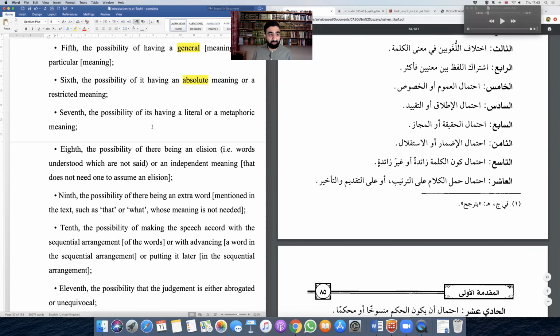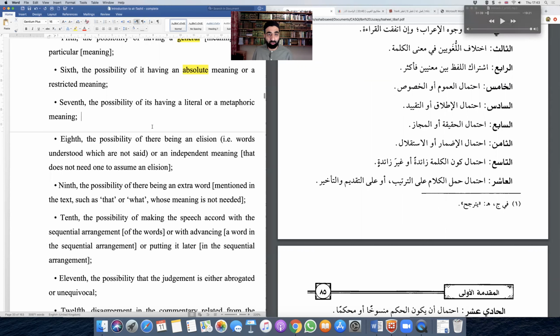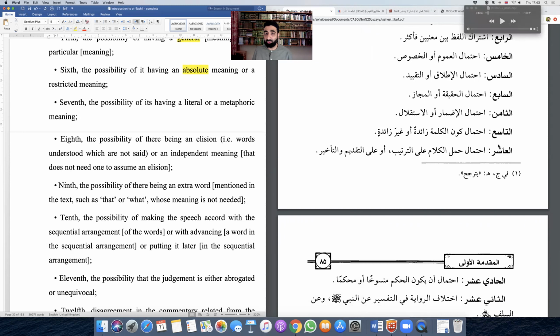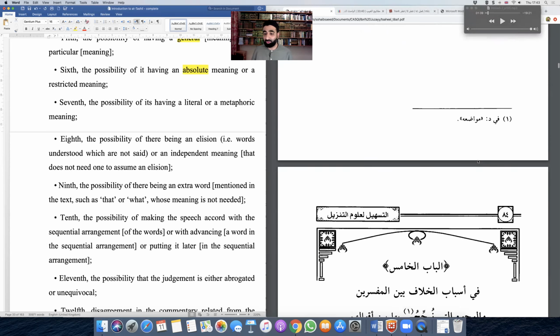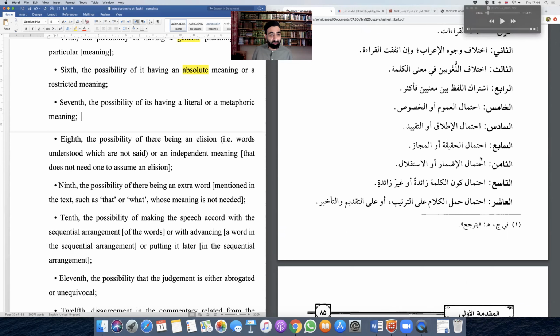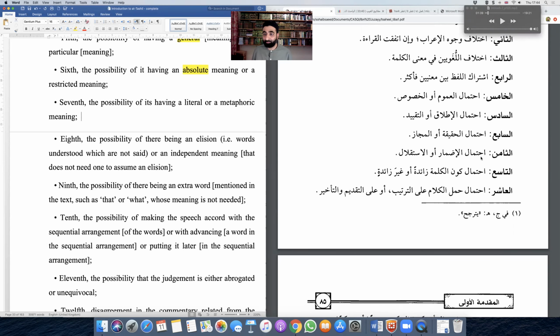Seventh, the possibility of it having a literal or metaphoric meaning. So the same word could be understood in its literal sense, or could be understood in its metaphorical sense. I mean, of course, a great deal can be said about this as well, but we won't do it. Okay, but you know, you get the point, inshallah, right?